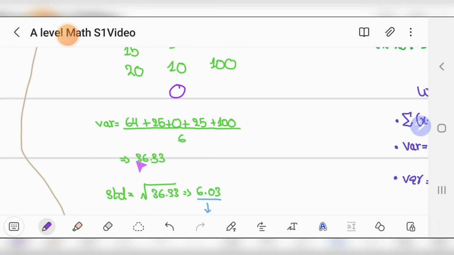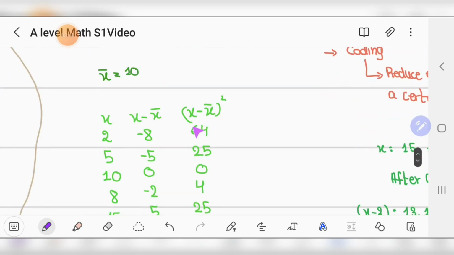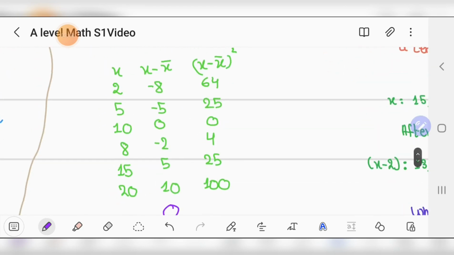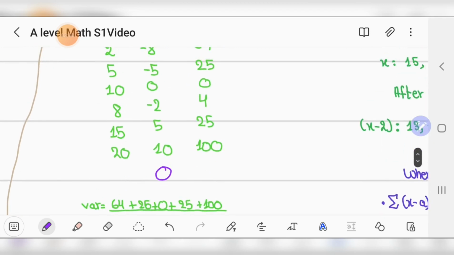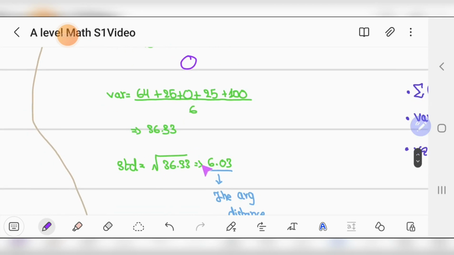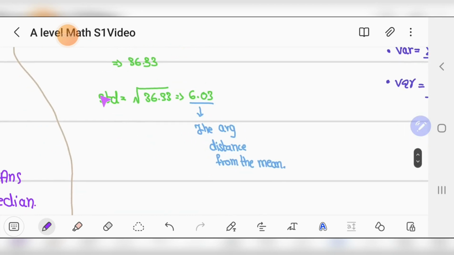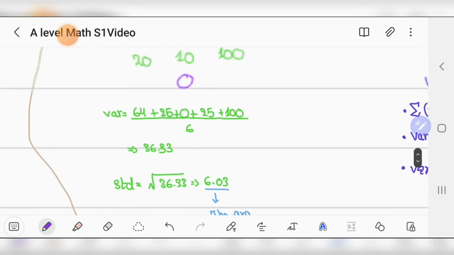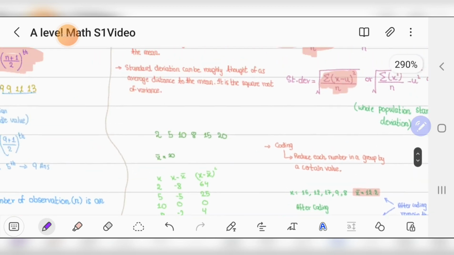But the problem is that this number doesn't mean much, because the reason we square all these numbers is just to get rid of the negative signs. So how do we get back? In order to do that, we take the square root, and we get the average distance from the mean, and this is known as the standard deviation. Before this is the variance. So standard deviation is equal to the square root of variance. This is the relationship between these two.